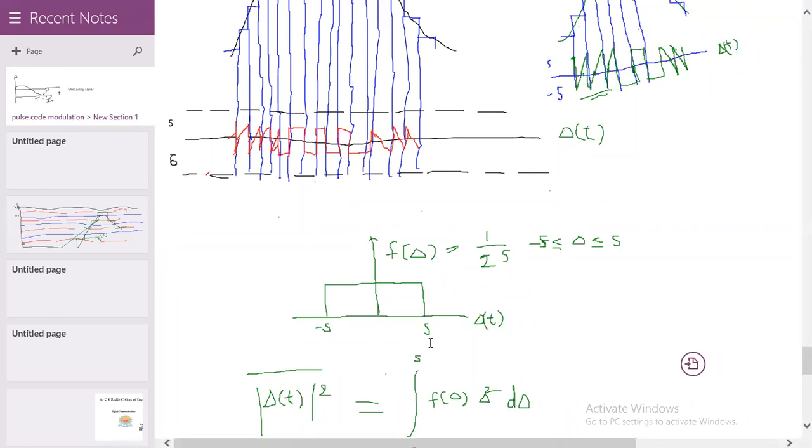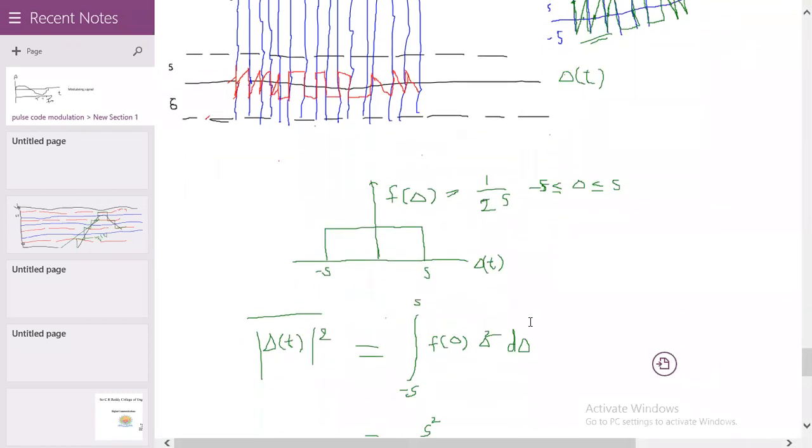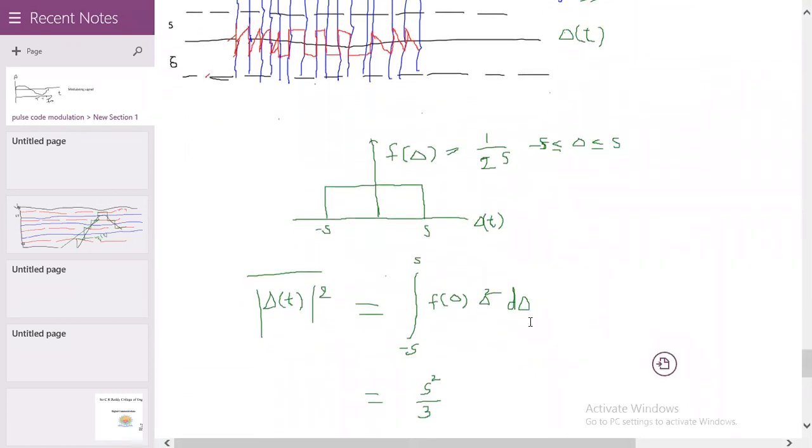This one is b, this one is a. So b minus a is equal to 1 by 2s. That extends from minus s to less than or equal to delta less than or equal to s. Then here you can calculate mean square error. So this is nothing but the power of that quantization noise in a particular duration only.